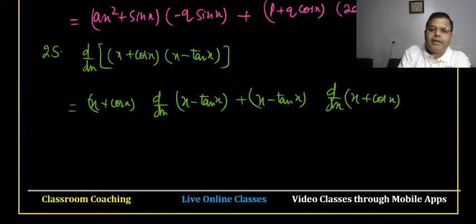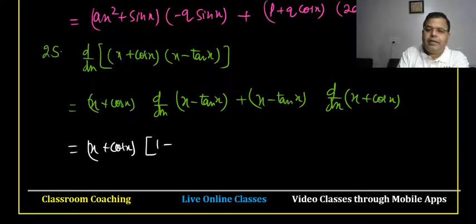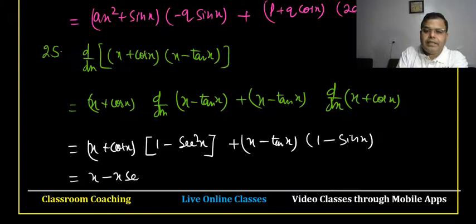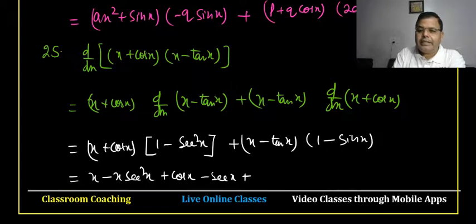So we can write it further here: x plus cos x into derivative of x is 1 and derivative of tan x is sec square x, plus x minus tan x into derivative of x is 1 and derivative of cos x is minus sin x. Now that will come like x minus x sec square x plus cos x, and cos x minus sec square x is minus sec x, plus x into x sin x, minus tan x minus minus plus cos x.